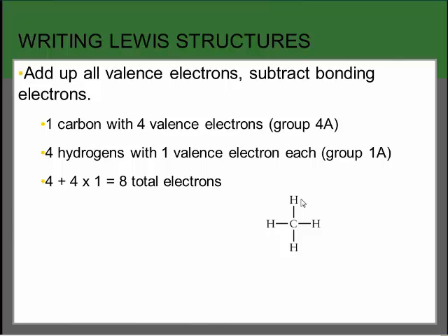Then we need to add up all the valence electrons. We have 1 carbon with 4 valence electrons, and we have 4 hydrogens, each with 1 valence electron. So 4 plus 4 times 1 equals 8 total electrons. So we want to make sure that our drawing reflects that there are 8 total valence electrons present.